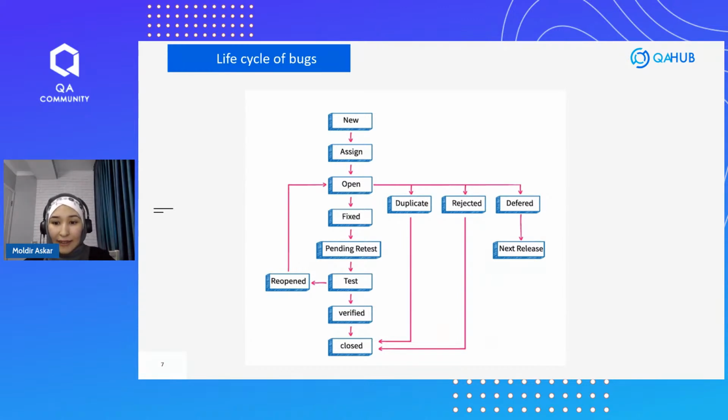What is a duplicate? It's when a bug is repeated twice, or two bugs are mentioned about the same concept, then the most recent bug's status is changed to Duplicate. And second is Rejected. If the developer feels that the bug is not genuine, the developer rejects the bug.